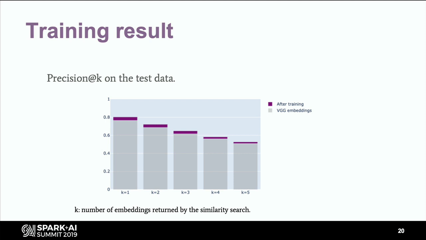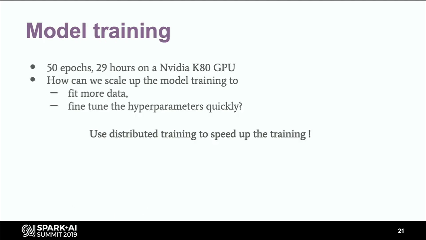But is this good enough? It's quite promising, but to be honest, I'm not that excited about this result because it's not even close to 90%. But if we want to move a step forward, mainly by feeding more data or fine-tuning the hyperparameters, we hit the problem that training a CNN is quite expensive, and this is the number we get. We spent 29 hours to train on one single GPU.